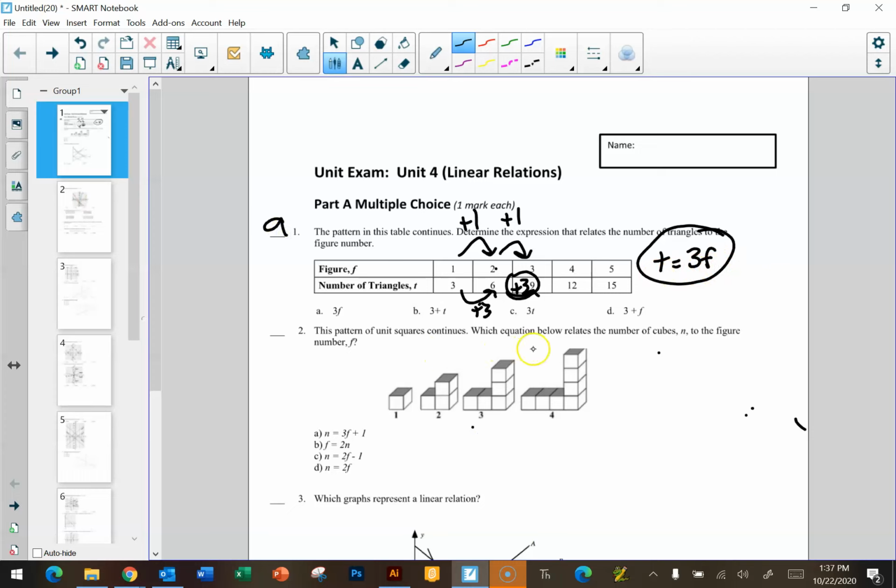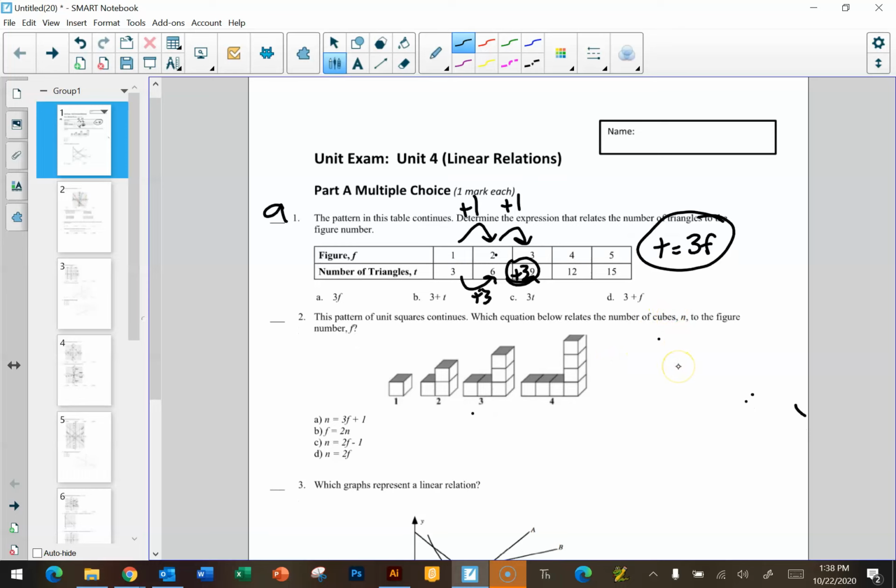Pattern of unit squares continues. Which equation below relates the number of cubes to the figure number? Now you can do what we did above. You can build an equation or a table of values every time if you wish, or if you're capable of just sort of figuring it out on your own, that's fine as well. So let's look at some of these. We have to relate the number of cubes, so it's going to have to be n equals something.